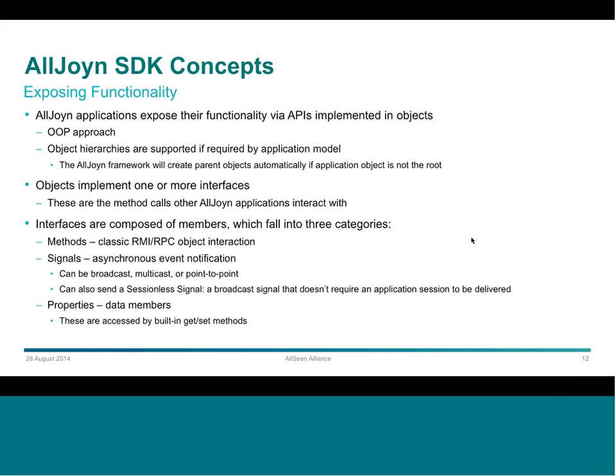And the interfaces that you're going to create, which I'll describe in detail, will contain methods, signals, and properties. Methods are really RMI or RPC communication, so remote method invocation, remote procedure call, one-to-one interactions, calling a method and getting a reply. Signals are asynchronous broadcast. You can send them one-to-many or one-to-one. And then properties are basically built-in get and set methods on data members. And the powerful thing about properties is there's a get all properties, so you can get all the details in one method request.